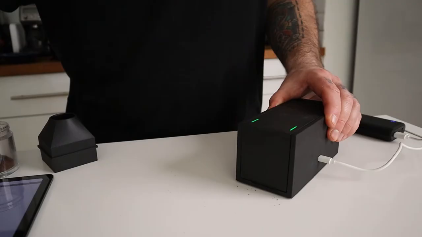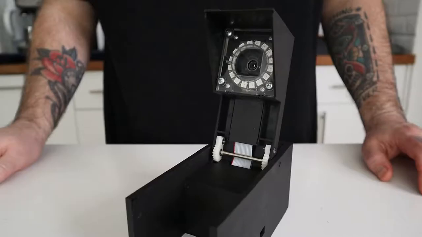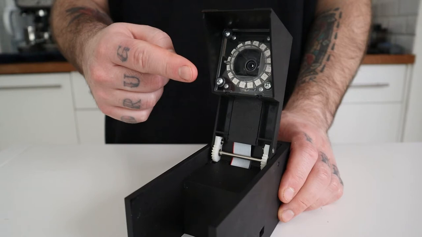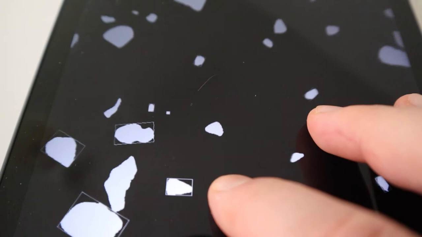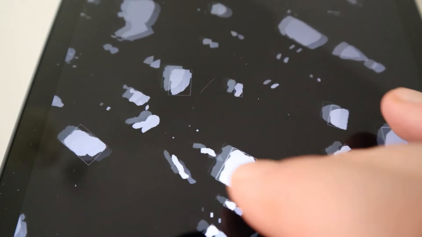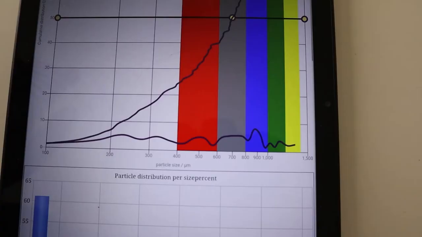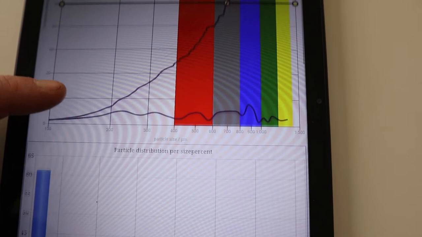The technology used by CPA is photo analysis, where the machine analyzes the coffee particles from different angles, all captured in a single picture. The software measures the particles based on their surface area and then translates the data into graphs, which tell us the exact size of the particles and their overall distribution.